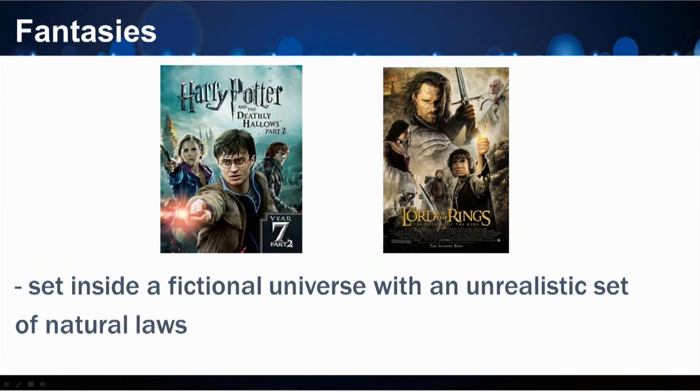Okay, the last type that I'm talking about today are called fantasies. These are two examples, Harry Potter and The Lord of the Rings. So based on the posters, you know that these films are set inside a fictional universe, which is not true, not real, with an unrealistic set of natural laws. So that means fantasy films usually involve the use of magic and all those imaginative powers.